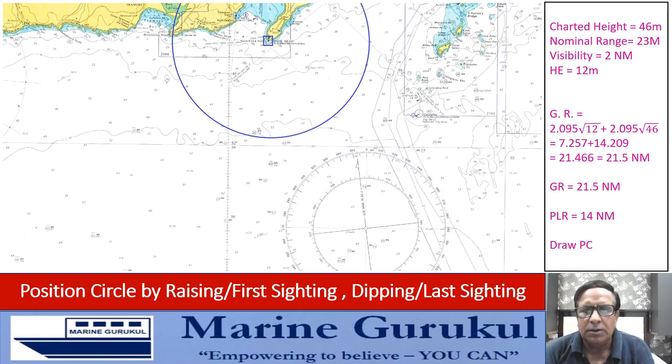If you have all the information available, then please calculate both geographical range as well as present luminous range and use the lesser of the two. To calculate geographical range, you need to know the height of eye or height of observer and the height of the object, that is the height of the light. Height of the eye has to be either given in the question or could be given on top in the general remarks in the question paper. Height of the light can be taken from the chart.